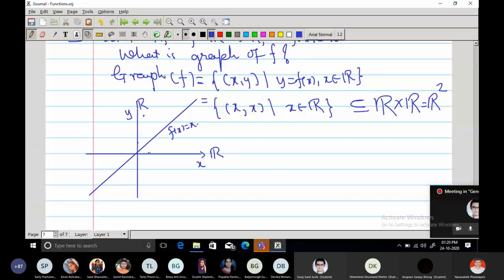Correct. And if you look at any point, what are the coordinates? (x, x). If you draw a perpendicular on the x-axis, this distance is x. If you draw a perpendicular on the y-axis, the distance is y, but y is the same as x distance, right? It will be an isosceles right angle triangle. Fine.